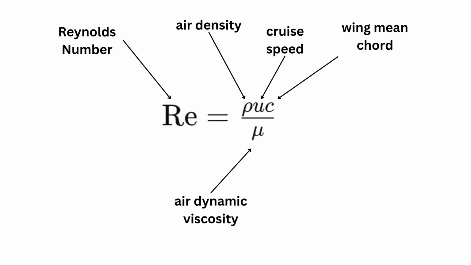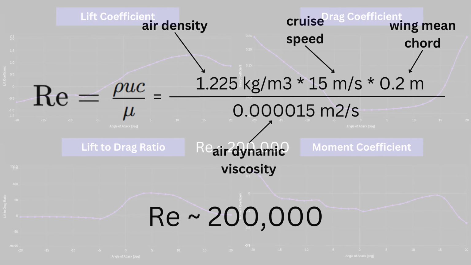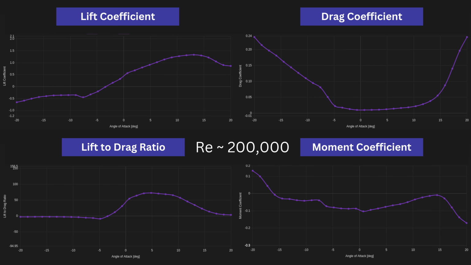Recall the Reynolds number equation. You can obtain the air density and dynamic viscosity from a Google search based on the expected atmospheric temperature. Plugging in these values, along with the aircraft's cruise speed and wing chord, we obtain that the Reynolds number will be around 200,000. Here are the aerodynamic coefficient graphs for the average Reynolds number. Now we can extract a few key metrics from these graphs.